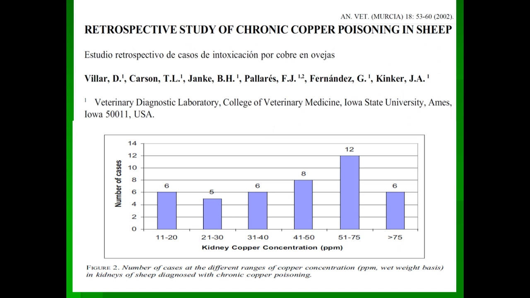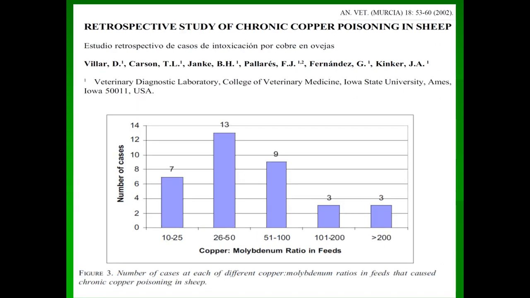So the take-home message is that the kidney provides more diagnostic value than the liver in cases of a hemolytic crisis. Now, if we look at the diets, usually they had more than 15 parts per million of copper with low molybdenum, below 1 part per million. Here we see the number of cases at each of the different copper to molybdenum ratios. And as we said before, diets in sheep with a ratio higher than 10 to 1 will cause copper to build up in the liver.